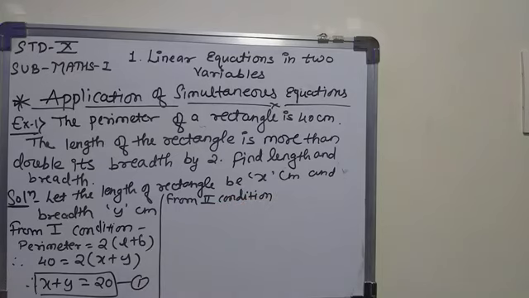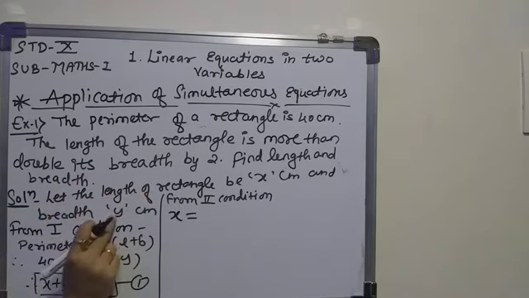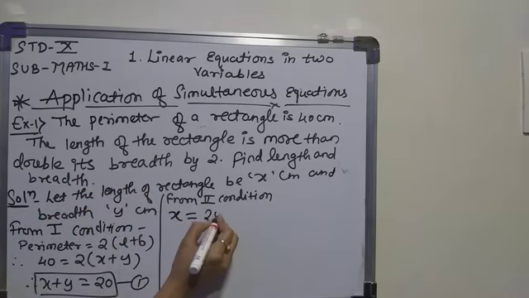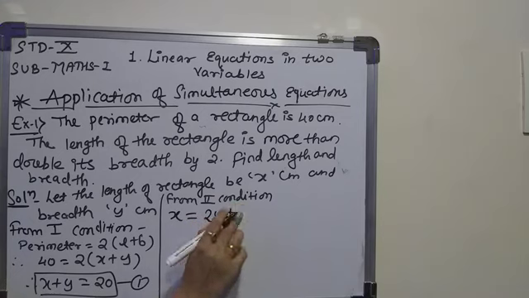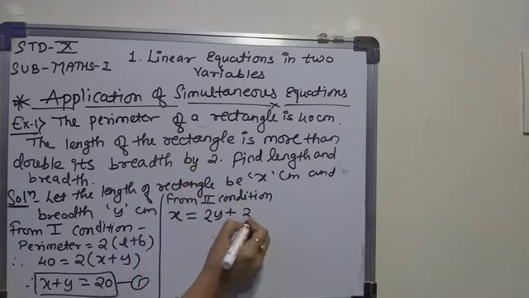What is the second condition? The length of the rectangle is more than double its breadth by 2. So length of the rectangle, x, is more than double its breadth. Double means twice of breadth. The measurement of breadth is y. So 2y plus 2. Right. So it is more than double its breadth by 2.